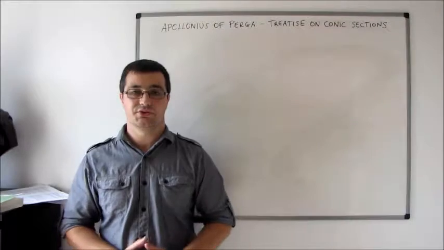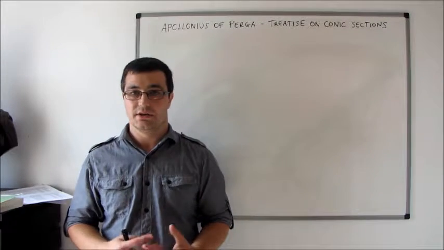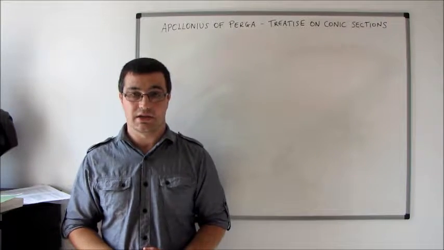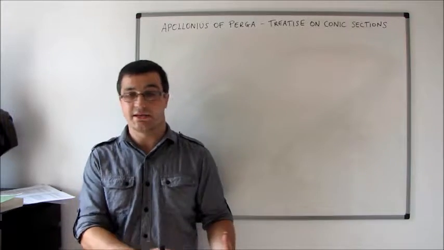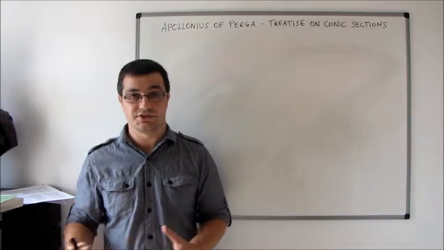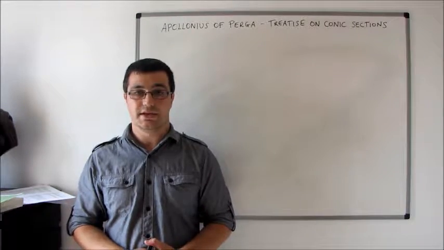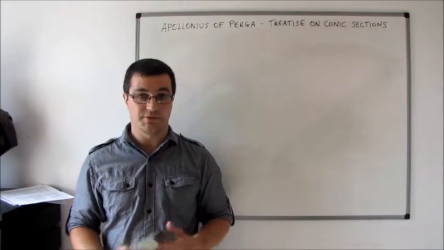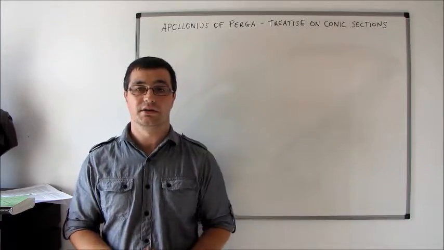There are various versions and translations available of Apollonius's Conics, both in English and in other languages. There are pros and cons to using a particular version. No version is perfect. The version that I'm going to be referring to is the Thomas Heath version. So this was first published in 1896, so some 120 or so years ago.